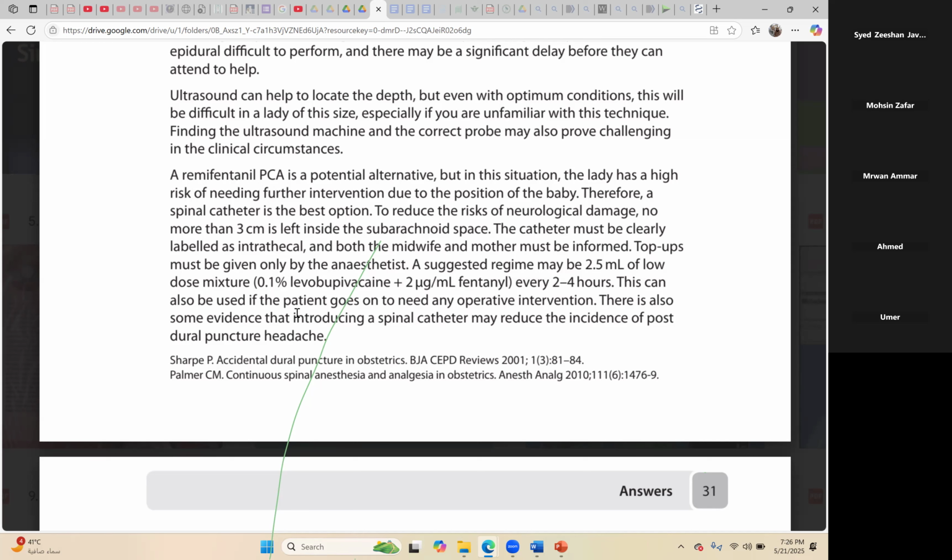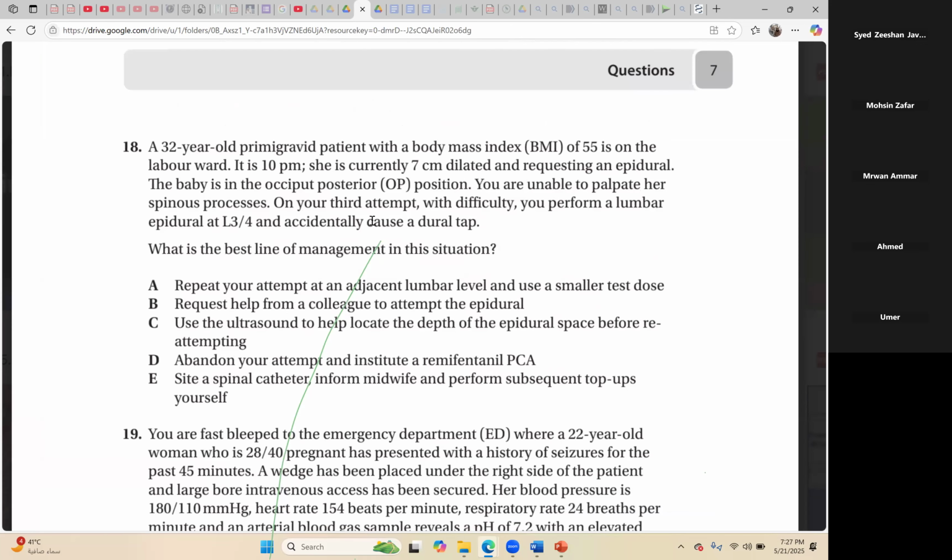Another option just comes to my mind, it's not written here. We can have a low dose saddle block if it is progressing towards the second stage. If it is even more dilated, because this is 7 centimeters, so it's still maybe. I'm not sure whether they put it as a primary. Okay, so primary may take more.